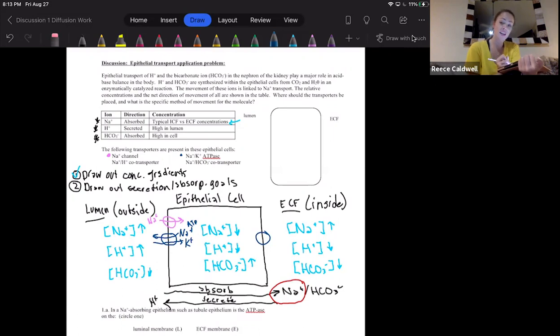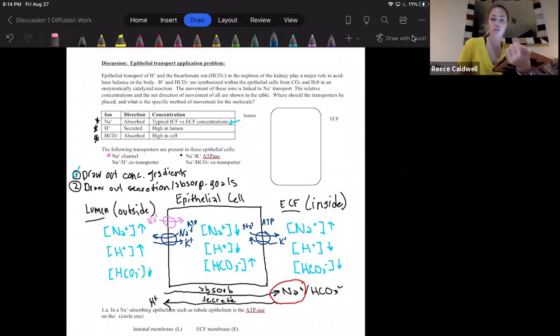Same thing on this side, since it's primary active transport requiring that ATPase, that sodium will again be moving against its concentration gradient from an area of low to high. And it is able to do that from the ATP or energy given off by potassium moving from high to low with its concentration gradient.